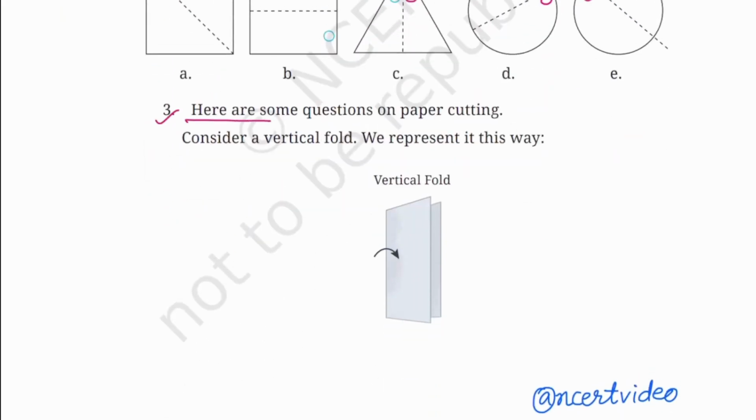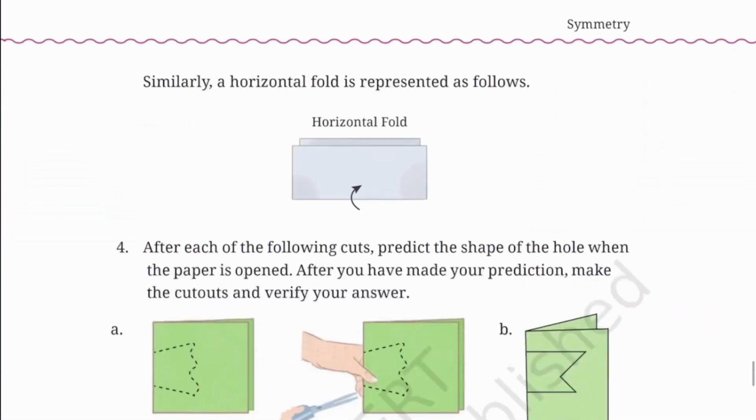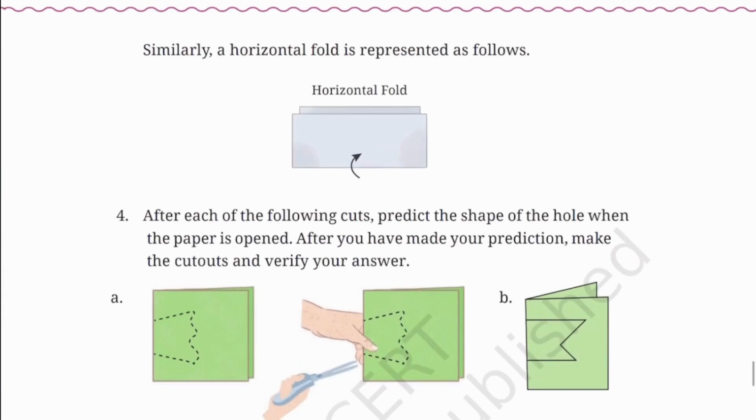3. Here are some questions on paper cutting. Consider a vertical fold. We represent it this way. Vertical fold like this. Similarly, a horizontal fold is represented as follows. Horizontal fold like this.